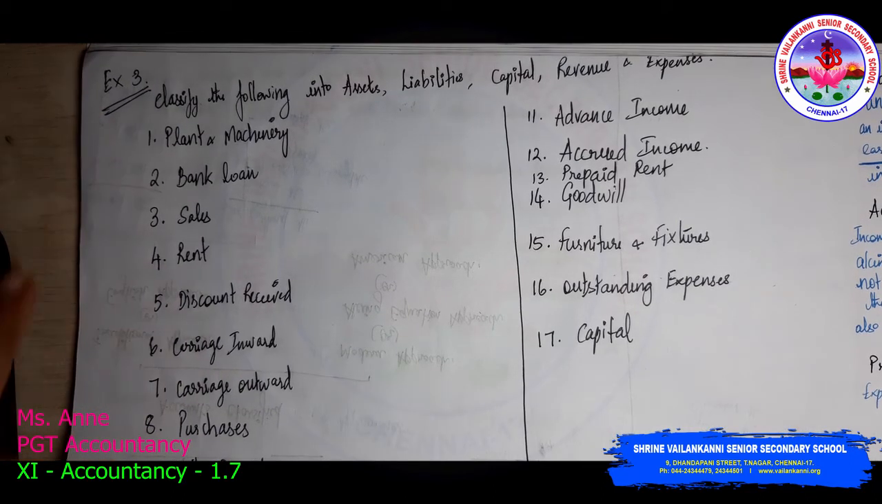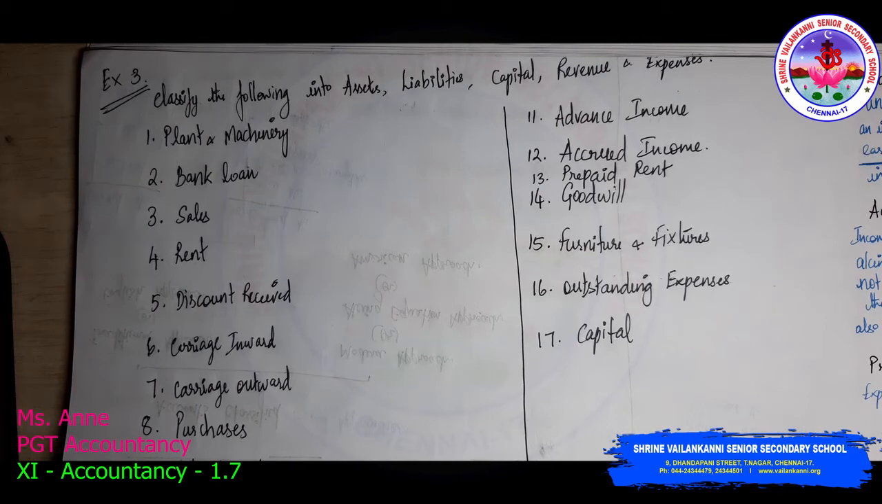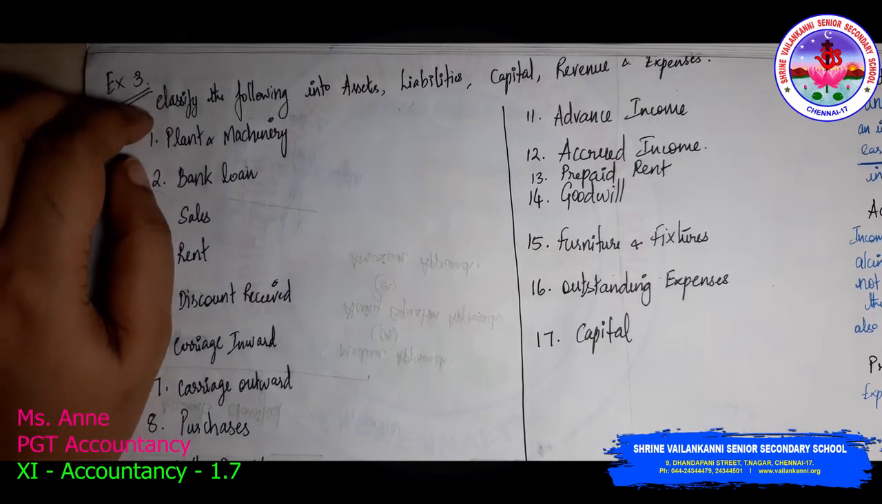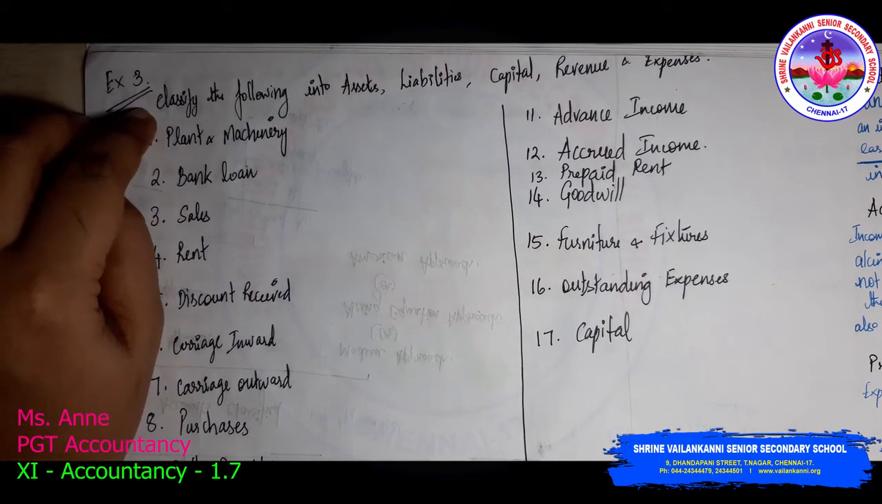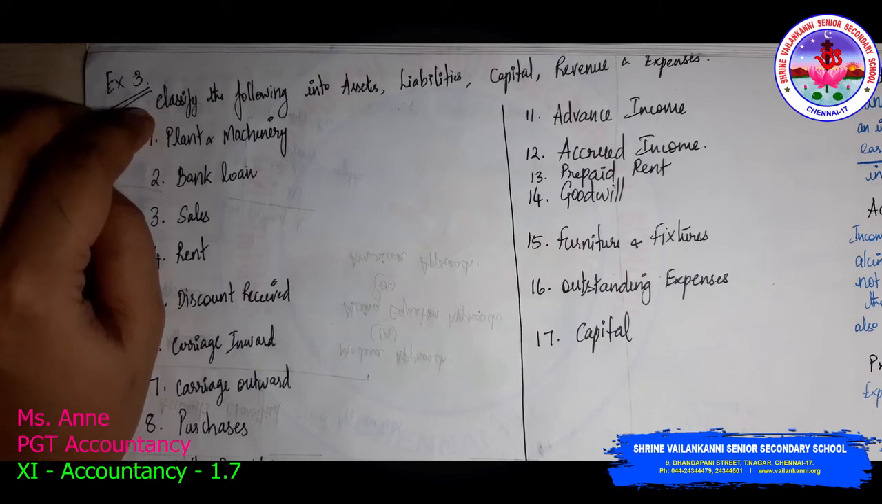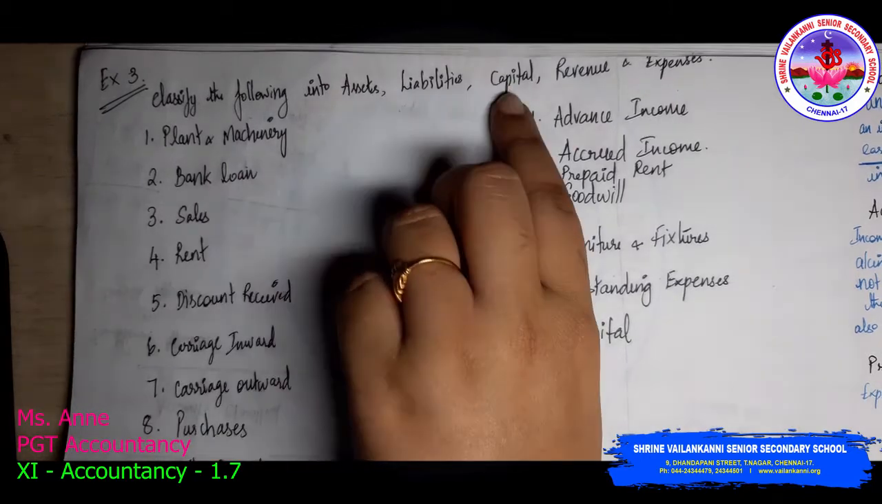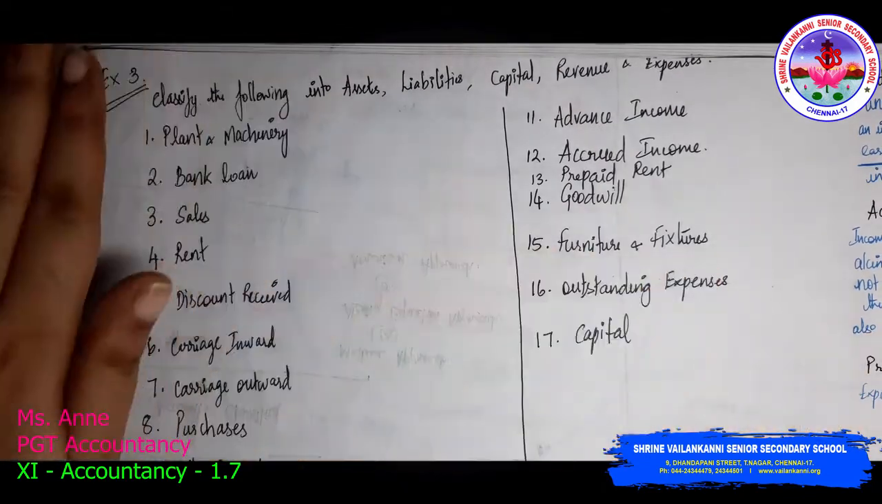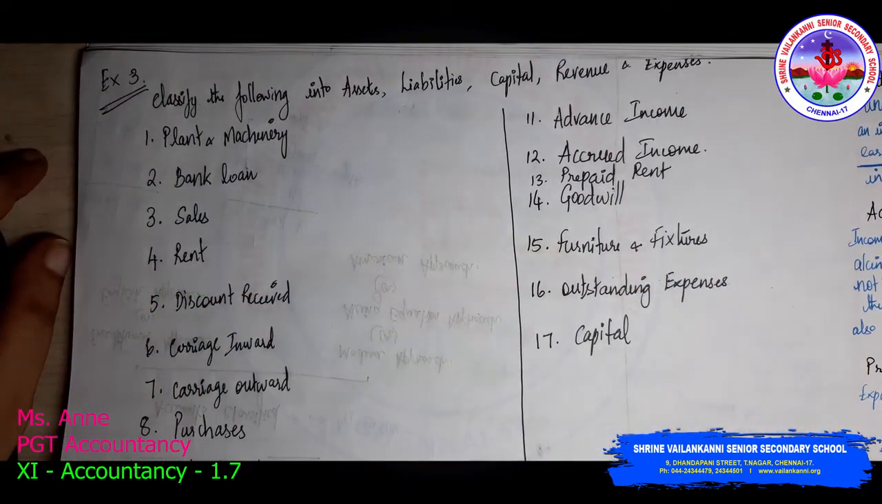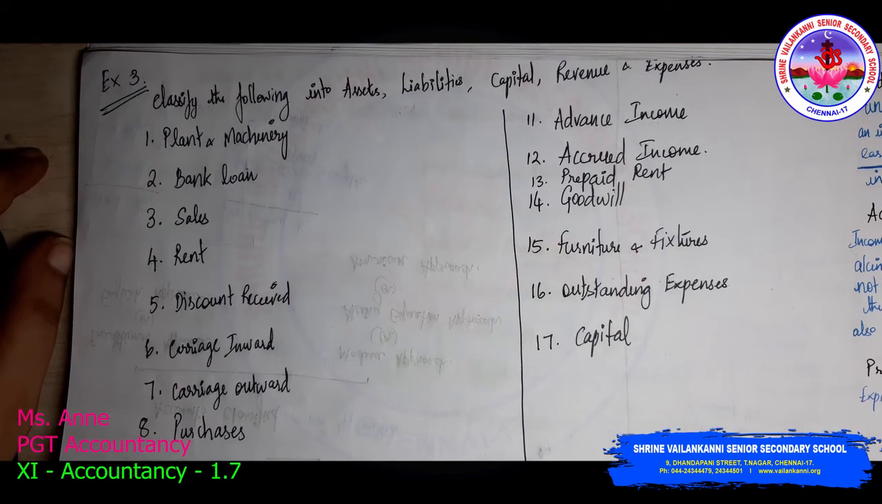Exercise 3. I'm going to work out some problems related to the modern approach. Classify the following into assets, liabilities, capital, revenue and expenses. So this is the question. So we are going to identify whether it is an asset, liability, capital, revenue or expenses. That's it. We are not going to check whether it is increased or decreased or whether it is to be debited or credited. It is the first step that we are going to do.